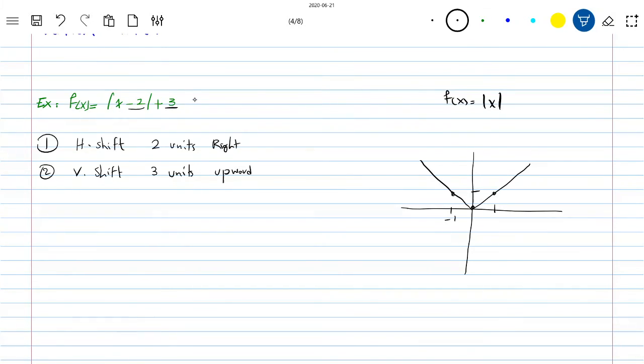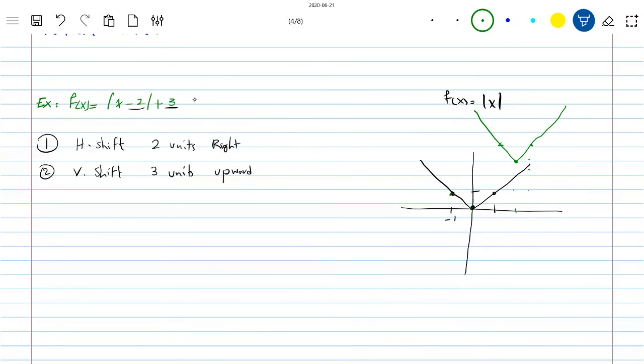So 3 units up. If I start from this graph, absolute value, and move every point, I move this point 2 units to the right and 3 units up. Where do I end up? At (2, 3). I'll end up here. You move the next point, 1, 2, 1, 2, 3. I'll end up here, and so on. The next point will end up there. What you get is exactly the same graph, but shifted 2 units right, 3 units up.